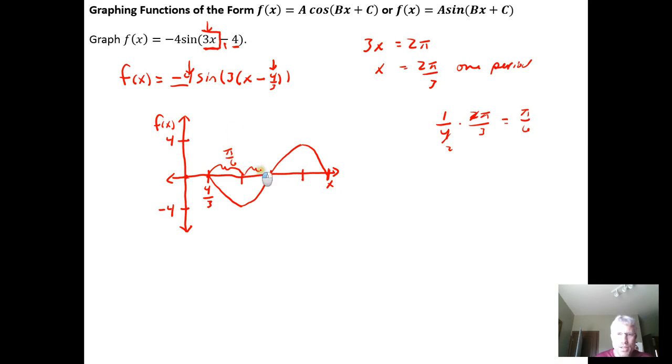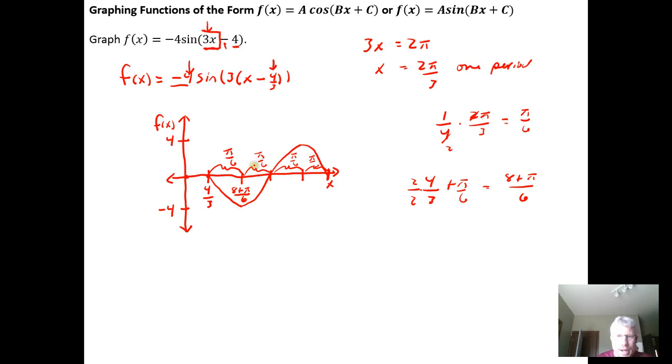In fact, the distance between each of these is just pi over 6 units, which adds up to 4 pi over 6, which reduces to the 2 pi over 3, or 1 period. So to get the next tick mark, I just add pi over 6 units to 4/3. So I go 4/3 plus pi over 6, get a common denominator. It's going to give me 8 plus pi over 6. This tick mark right here is going to be 8 plus pi over 6.